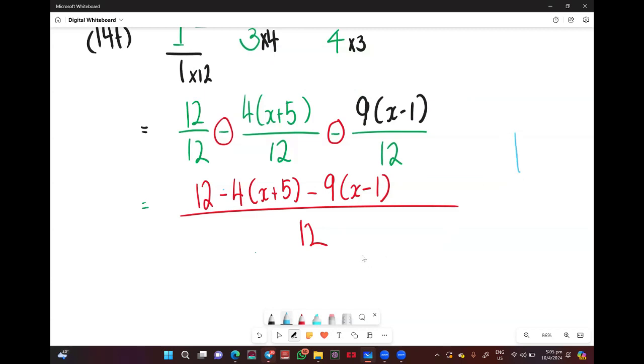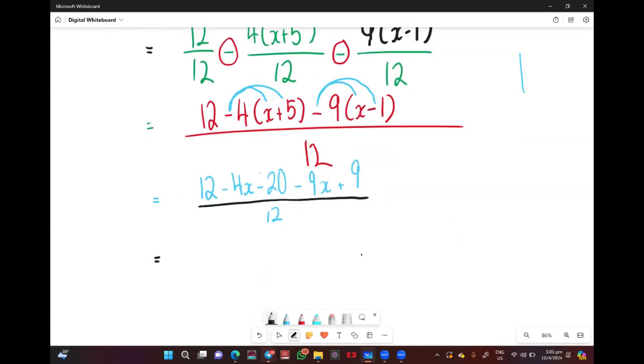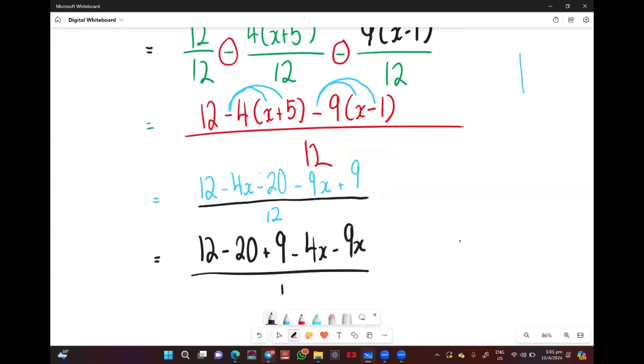Now, what you want to do next is, of course, expand whatever you can expand. Over here, minus 4 times x, we get minus 4x. Minus 4 times 5, we get negative 20. Minus 9 times x, we get negative 9x. Minus 9 times negative 1, we get positive 9 over 12. Am I making sense here? All right, so this is what I will get. Okay, same family sit together. So 12 with minus 20 plus 9, minus 4x with minus 9x over 12.